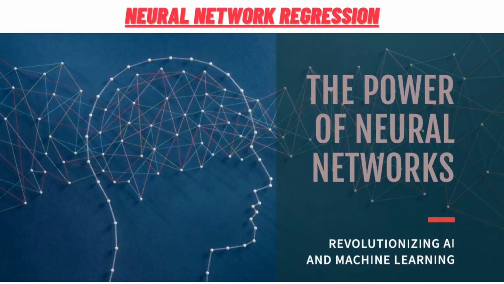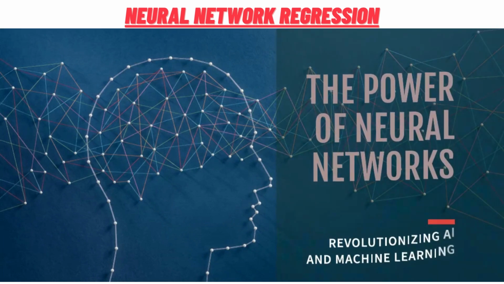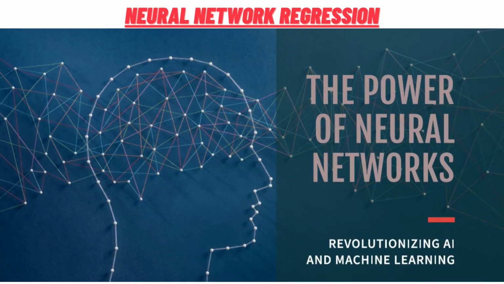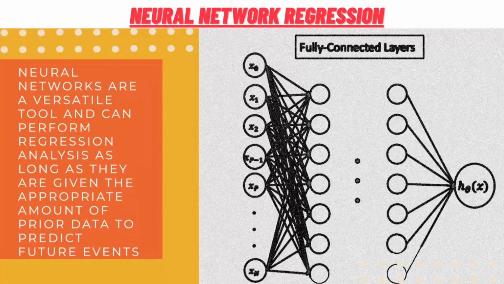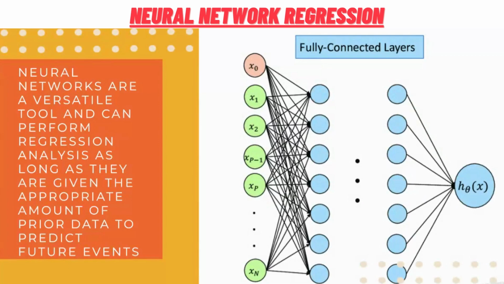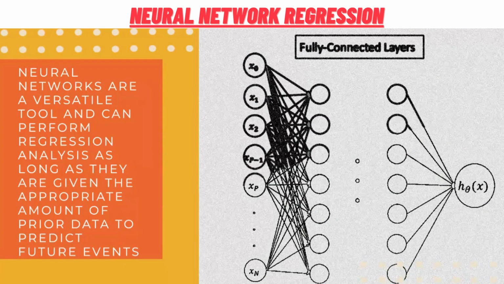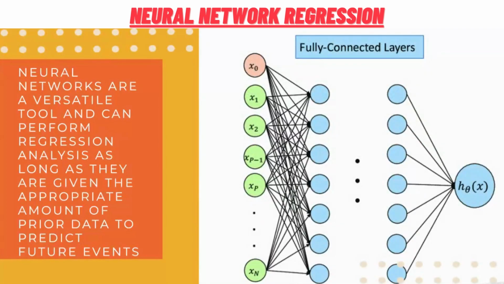Neural networks are one of the most popular methods of AI and ML training out there. As the name implies, they're inspired by the human brain and are great at handling datasets that are too large for more common machine learning approaches to consistently handle. Neural networks are a versatile tool and can perform regression analysis as long as they are given the appropriate amount of prior data to predict future events.